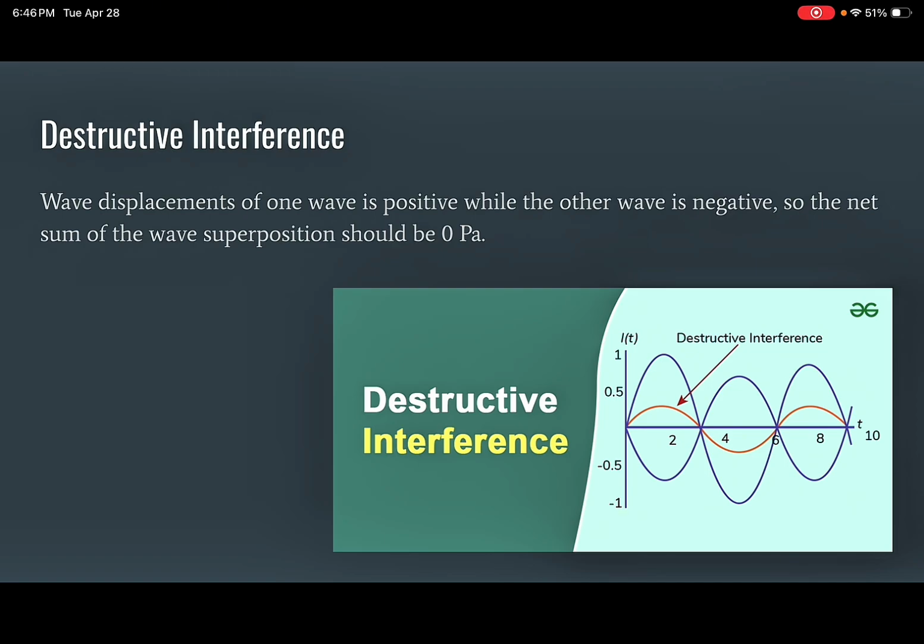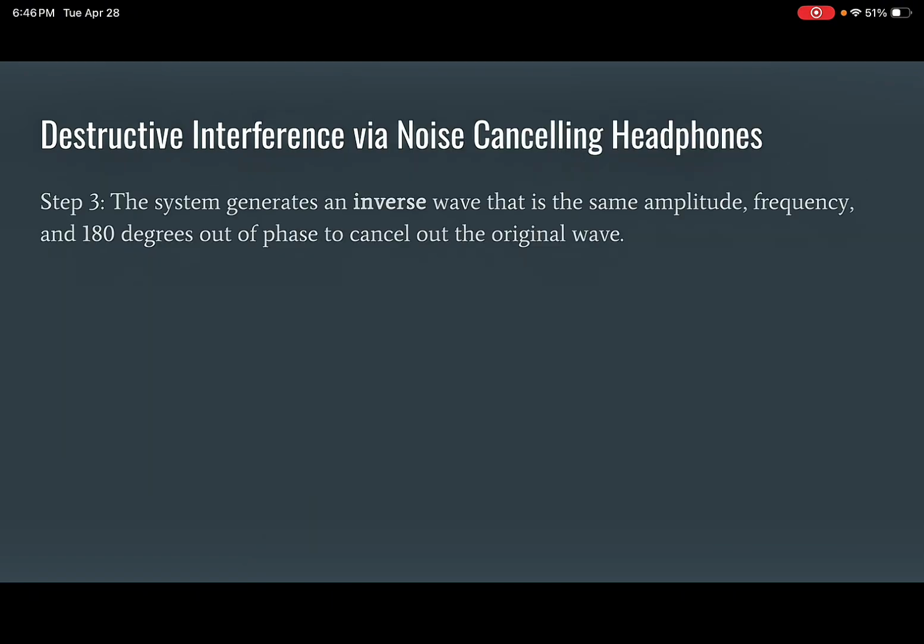Moving on to destructive interference. Destructive interference is when the displacement of one wave is positive while the other wave is negative, so the net sum of the wave superposition should be 0 pascals. Now we can see in this diagram here that this red wave indicates our destructive interference, and this blue wave indicates our constructive interference. Now we can see around the 4 interval mark that the red wave, the trough, is overlapping with the crest of the constructive wave, which will cause destructive interference.